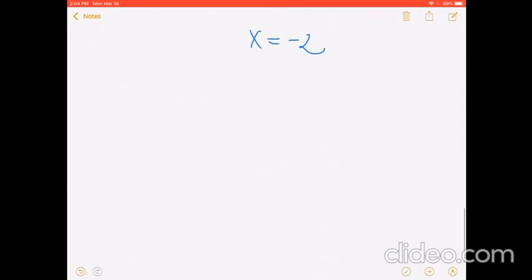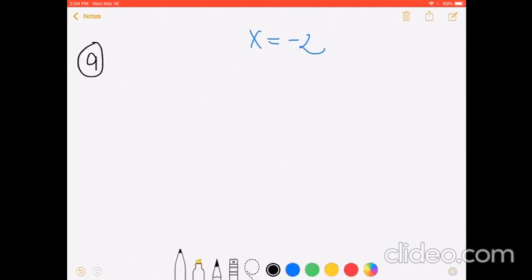And you're going to see all these problems kind of follow those same steps. And those are our main powers that we're using. Our goal is to get the same base on both sides when we're working with an exponential equation.